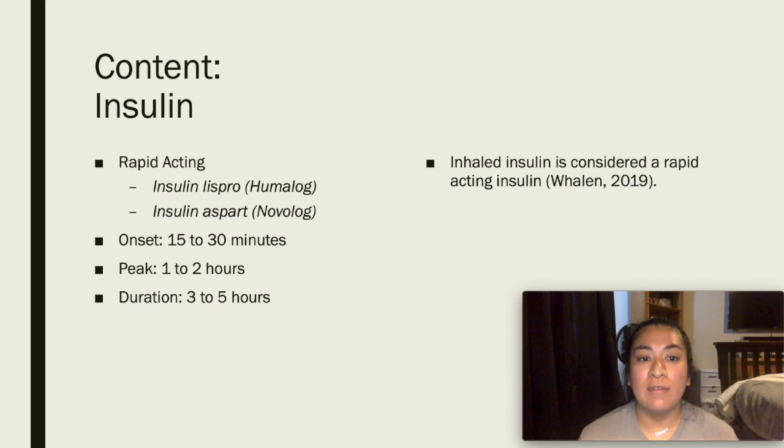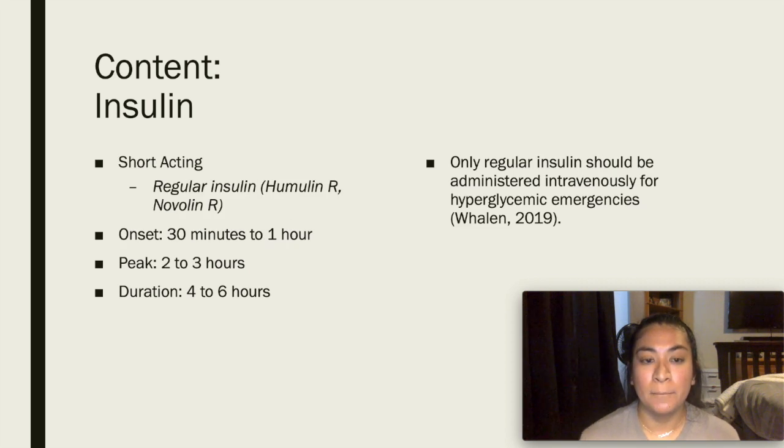Rapid-acting insulin, you have insulin Lispro or Humalog and insulin Aspart or Novolog. Their onset is between 15 to 30 minutes, therefore we give this one within 5 minutes of the patient eating. It peaks within 1 to 2 hours, and it lasts a total of 3 to 5 hours. Actually, inhaled insulin is considered to be a rapid-acting insulin.